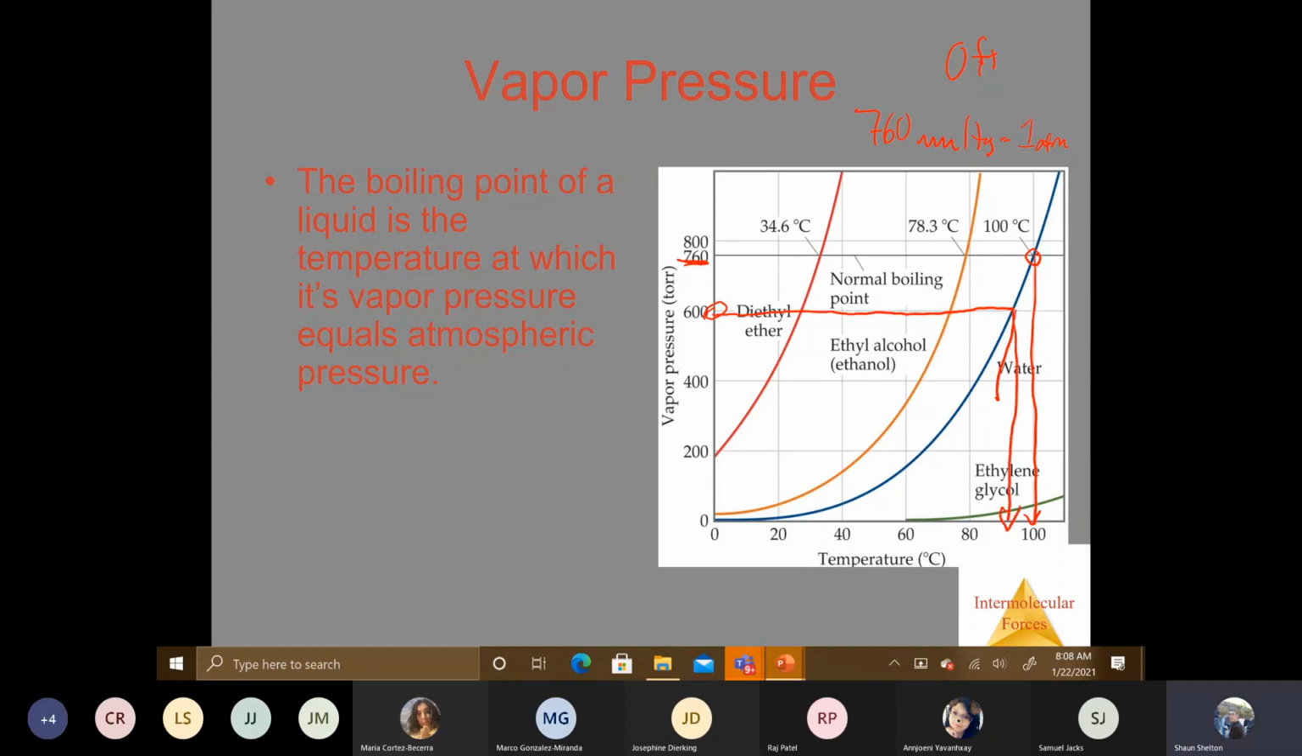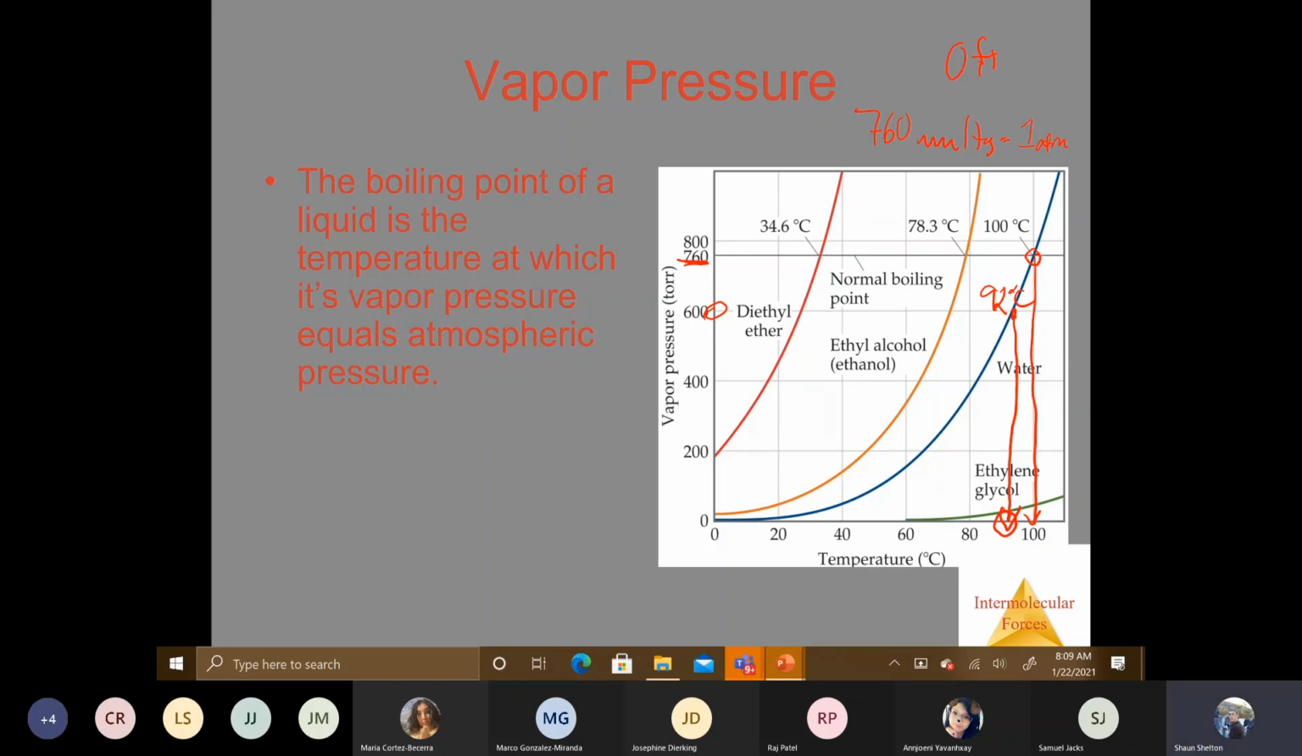So what we see here is the boiling point for water at 600 millimeters of mercury is roughly about, I'd say, 90 to 92 degrees Celsius, just estimating it here. So it could be 95. No, that's probably about 90, 92.